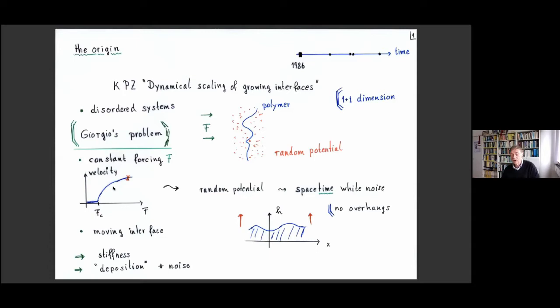So this is the problem which he wanted to solve. And of course, the most interesting part is to understand what happens close to the critical forcing. But this turned out to be not such an easy problem.